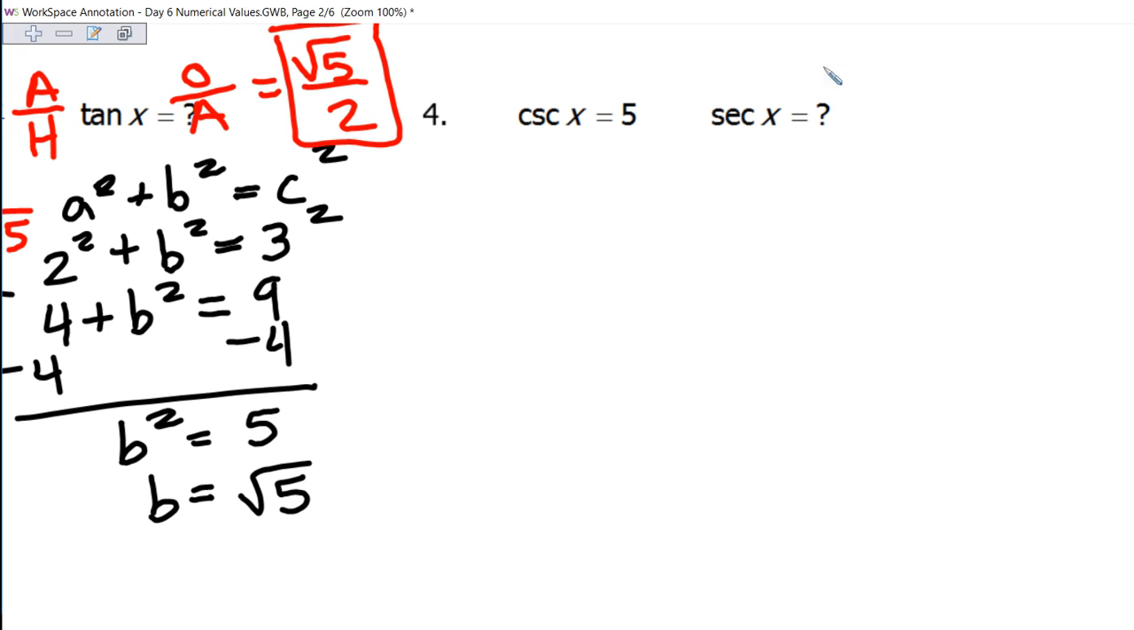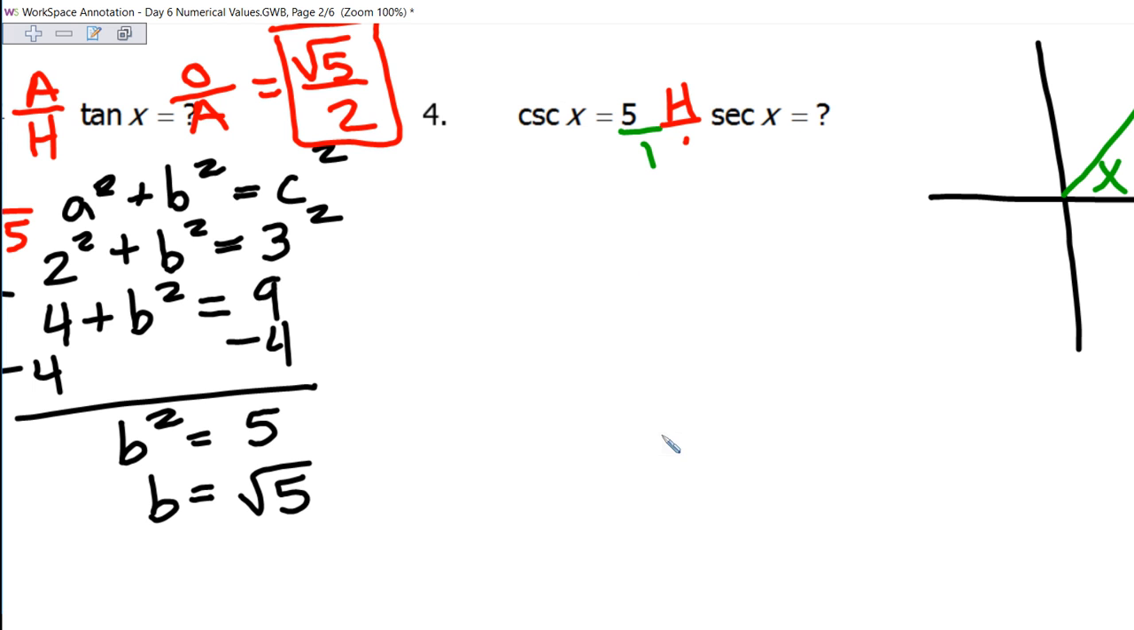Again, draw a diagram. It terminates in quadrant 1. Here's angle x. And we're given cosecant. Cosecant is the reciprocal of what? And I know sine is opposite over hypotenuse. So when I invert the fraction, this would be hypotenuse over opposite. So the hypotenuse is 5. The opposite is 1. How do I find the missing side? Pythagorean theorem.